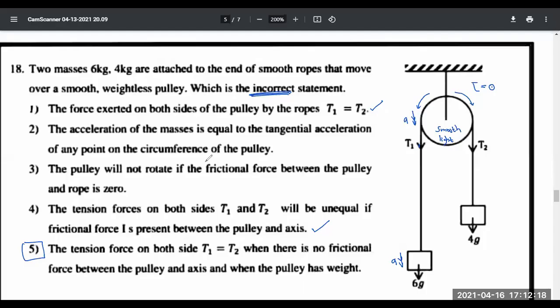So the summary is, if there's a pulley in the system and a rope or string going over the pulley, if you want the tensions on either side of the pulley to be equal, there are two conditions. One, the pulley must be smooth, it must be frictionless. Second, the pulley must be light. Most of the past paper questions, wherever you take tensions to be equal, in the question they would have mentioned that the pulley is smooth and light. All right, so this is the answer for this question.